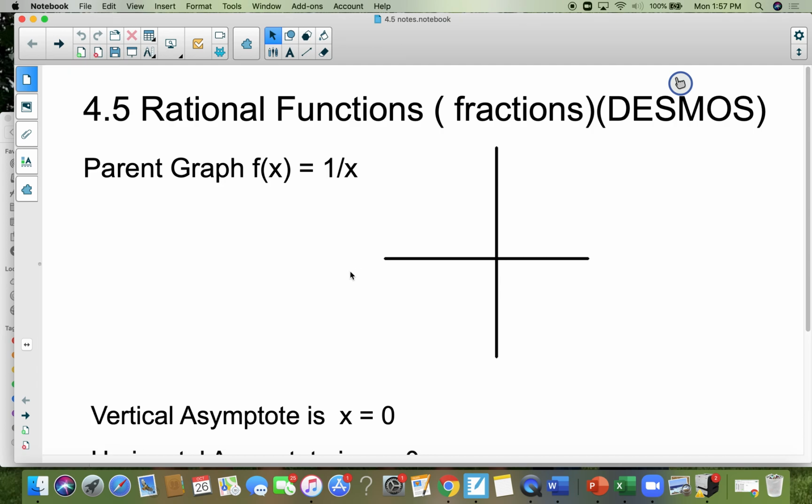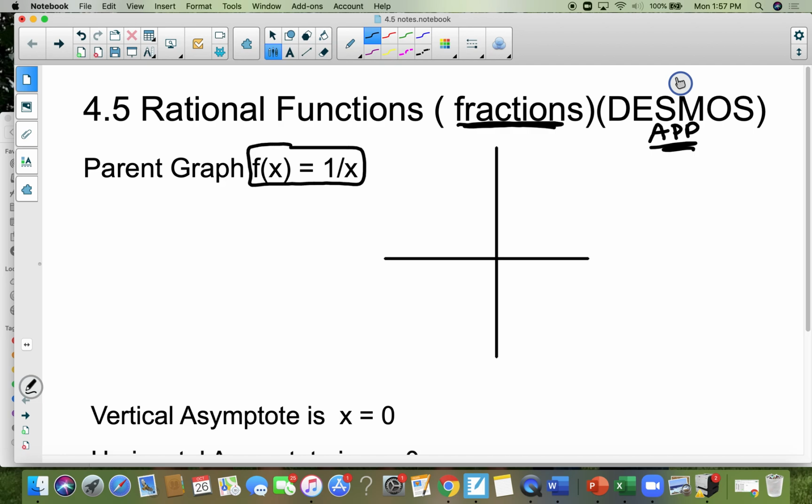4.5, you're going to look at graphing rational functions. Rational functions are basically functions that are fractions. And just like you got to use the Desmos app before, you get to use the Desmos app today. This is going to be kind of confusing at the beginning, but you'll understand what a horizontal and vertical asymptote is. So what does f of x equals 1 over x graph look like?